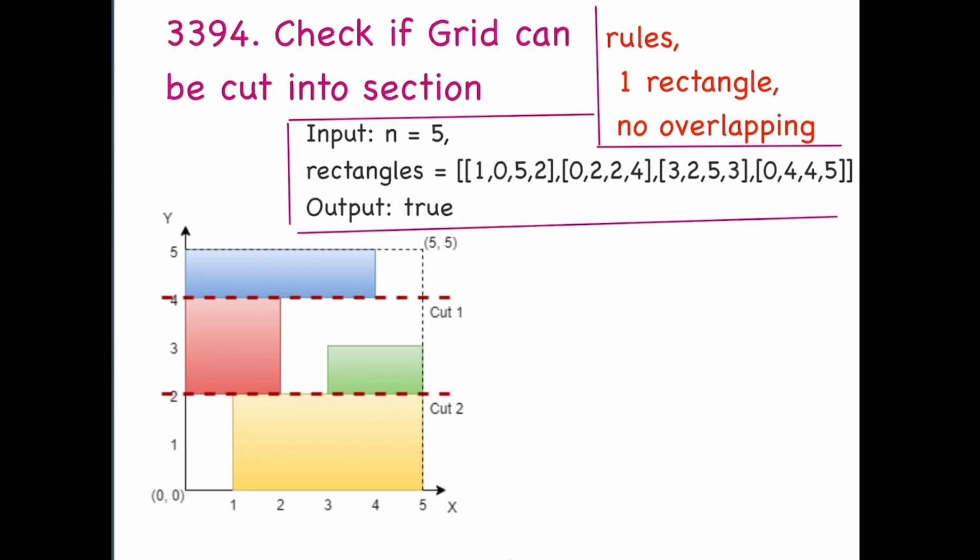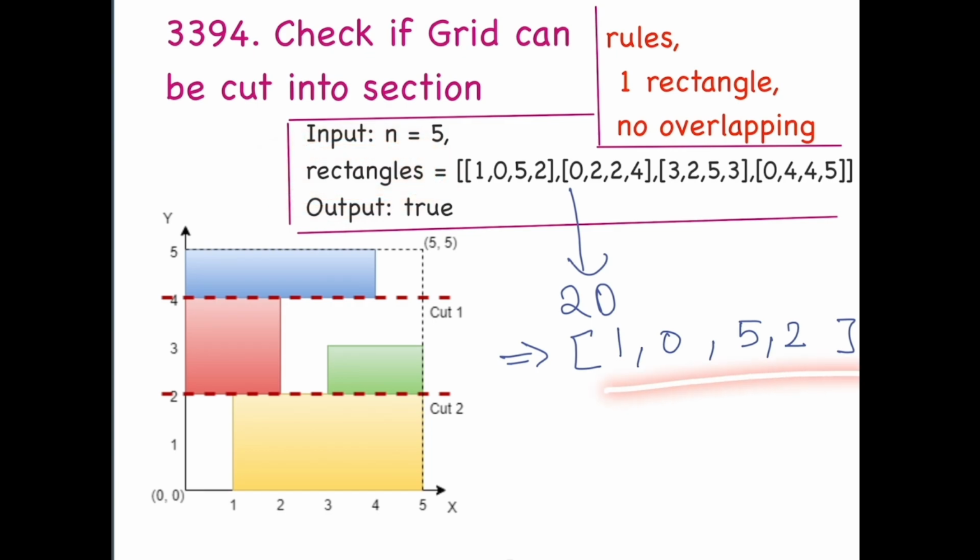input. The rectangles data is two-dimensional, and every element inside rectangles is another list. This list has four elements. This particular data is representing some rectangle in our grid. And how are we going to create our rectangles? Using these coordinates. In this data, the first two coordinates represent the lower left corner of our rectangle, and the last two coordinates represent the upper right corner of our rectangle.